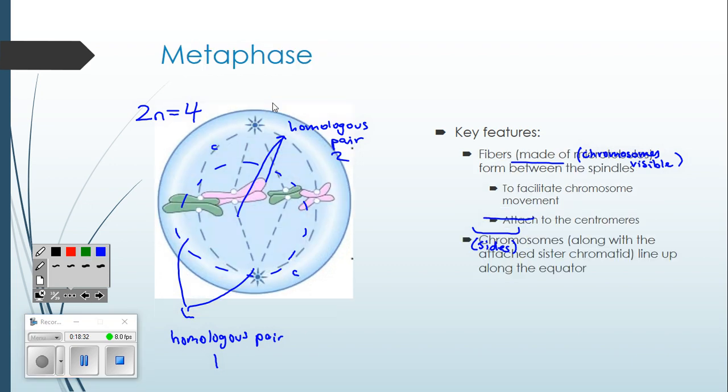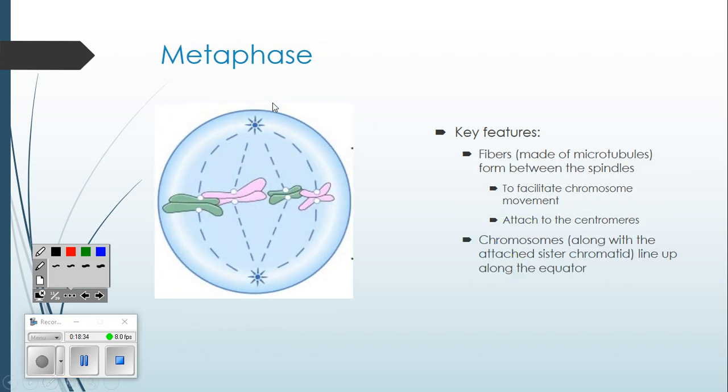Next phase is metaphase. In metaphase, there are little fibers. You can see them extending there, that form between the spindles. Sometimes we call them spindle fibers. The spindles originate at each one of the centrioles.